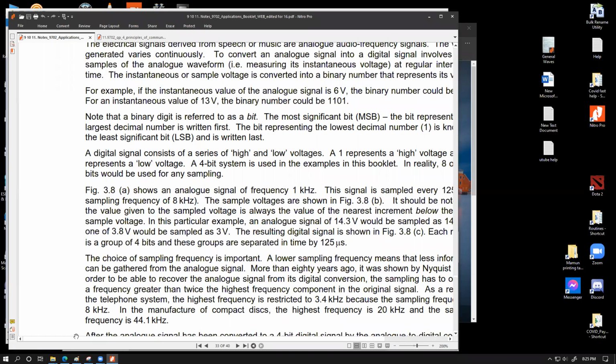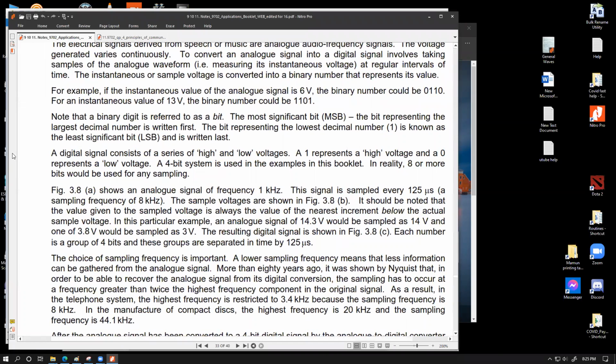A digital signal consists of a series of high and low voltages. A 1 represents a high voltage and a 0 represents a low voltage. A 4-bit system is used in the examples in this booklet. In reality, 8 or more bits would be used for any sampling. So 4-bit sampling is actually not used. It is good for explanations and discussions, because it's simpler to transfer. But in reality, we prefer to have more bits. Why do you prefer to have more bits? I'm going to come into that after a while.